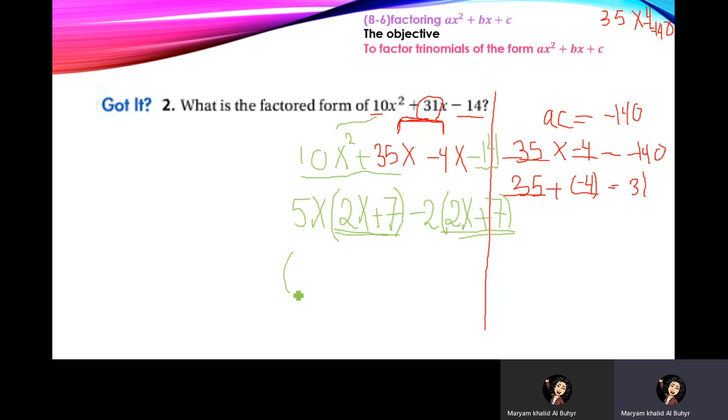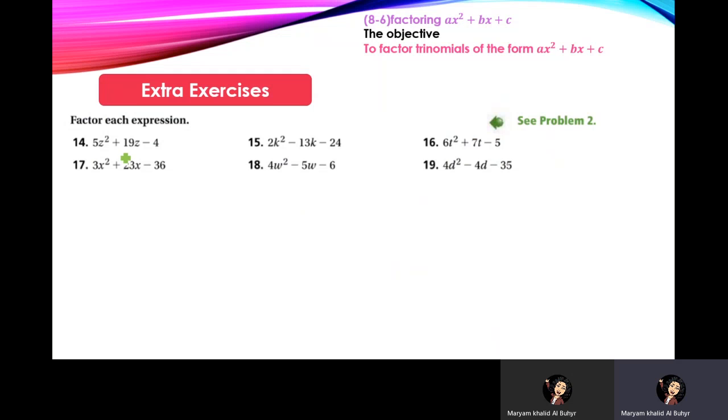Pull it out. 2x plus 7 times 5x minus 2. Great, that's what I need. Let me move to the exercises.